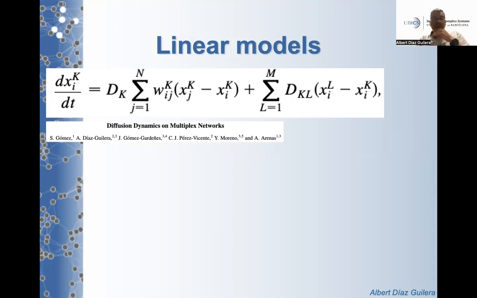So this was a model that we introduced some time ago. And here on the left, on the top, you see the label for the layer. So it means that this left sum is diffusion inside the layer, and then this term on the right is D_kl, the diffusion coefficient across the layers, and then what we expect is that we have only diffusion between node i at layer l and node i at layer k. That's because we were saying before that we only have this type of connectivity when we talk about multiplex nodes.